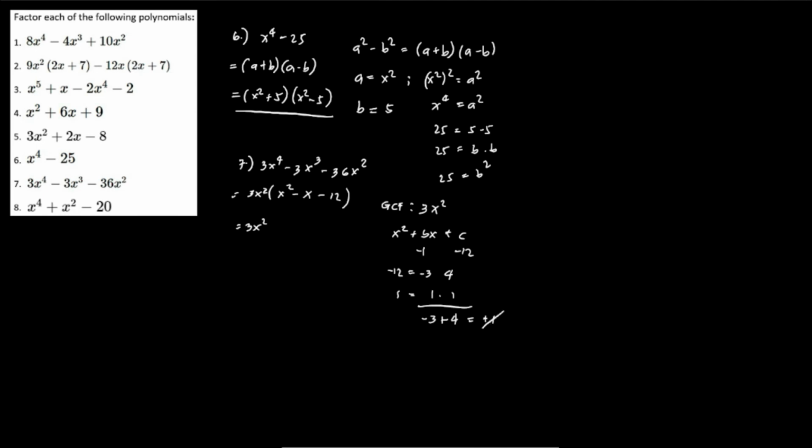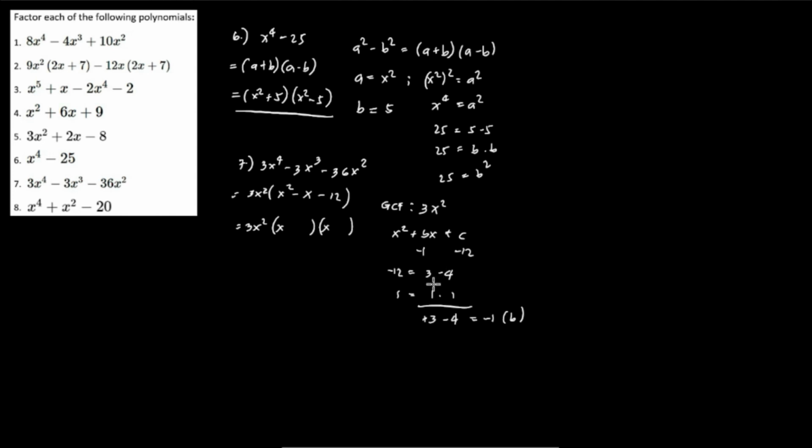And let's check, if we put negative at 4, this is negative 4, so 3 times negative 4 is negative 12, and 3 times 1 is positive 3, negative 4 times 1, that's negative 4. If we sum up the factors, 3 minus 4, the value is negative 1, which is equivalent to b, which is negative 1. Therefore, the combination of the two binomials should be x and x.